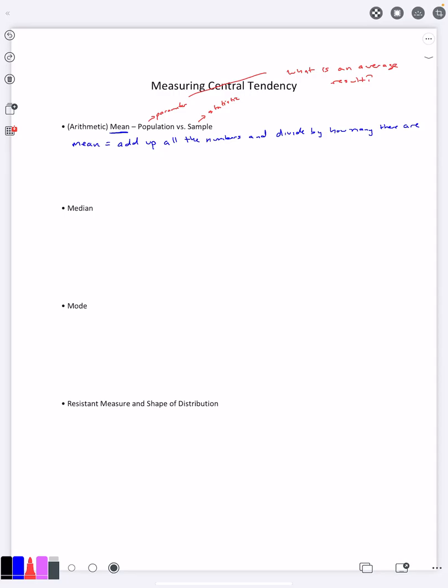So here are the two formulas. The formula for the population mean, and I mentioned in the parameter video that we usually use a Greek letter. And so this right here is a Greek letter. Let's go ahead and write this out. It's the Greek letter mu, and that stands for population mean. And the formula is going to say, do this and then divide by this.